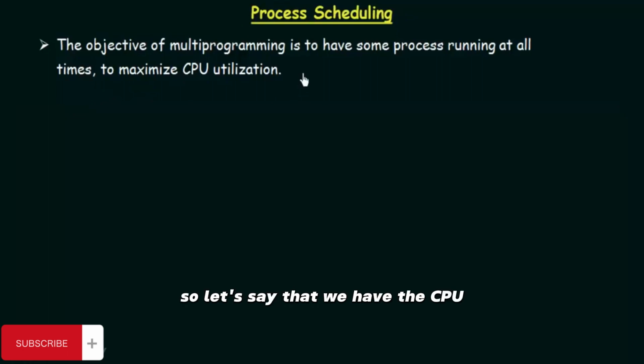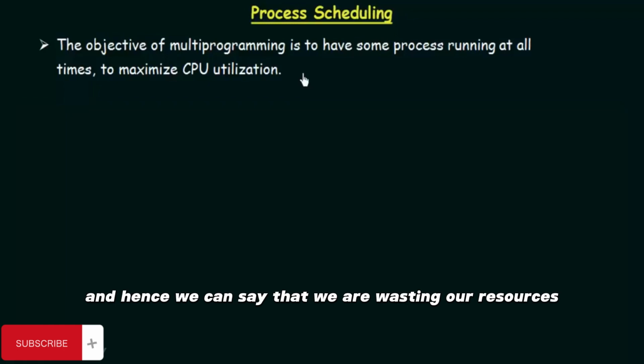Let's say that we have the CPU, and let's say that we are using only some percentage of the CPU. Let's say that we are using only 20% or 30% of the CPU. If we are doing that, we are not making complete utilization of the CPU, and hence we can say that we are wasting our resources.